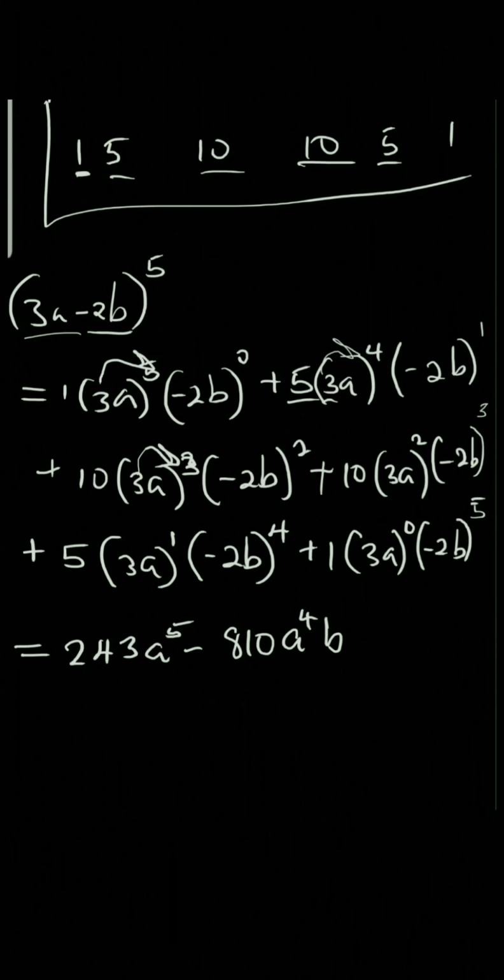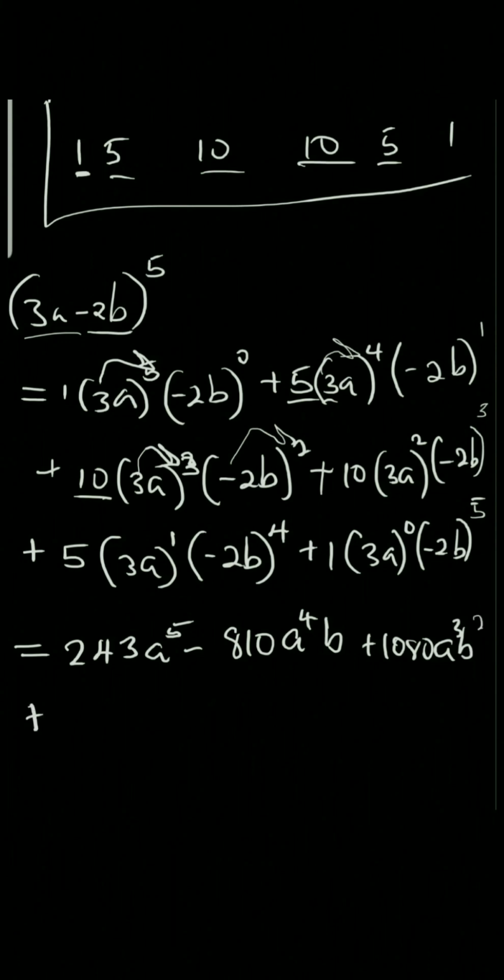Now I got the next one. This is 3 to the power of 3, which is giving us 27. Now 27 times 10 will give us 270. Not forgetting that we have negative 2 to the power 2, which is just a positive 4. So we're going to have 4 times 270, which will give us 1080. So we're going to have a positive 1080, then a to the power of 3, b to the power of 2.